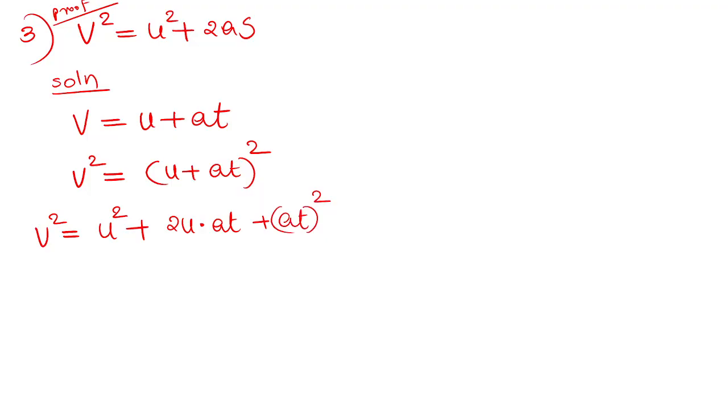Yes. So let me write one more step. a square plus 2ab plus b square. v square equal to u square plus 2uat, correct? 2aut. If you make a small arrangement, no problem at all. 2aut, no mistake. 2aut plus a square t square.